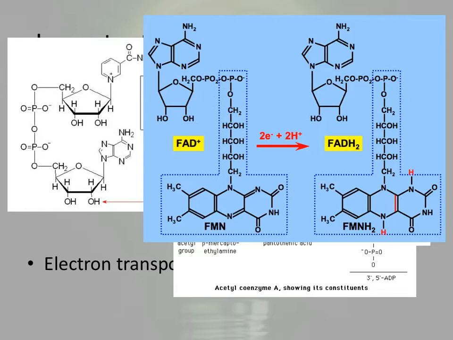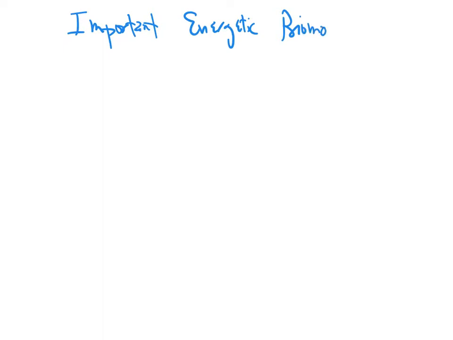So let me go back here. So these are important energetic biomolecules. I used to put a lot of music in my things before I got the iPad. Okay.